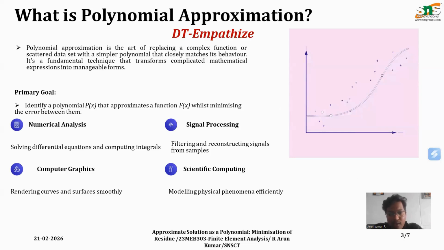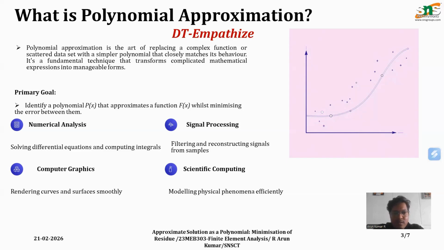So first of all, what is a polynomial, and what is the requirement of the polynomial? The polynomial is the art of replacing a complex function, such as a scattering of data points, with a simpler polynomial that closely matches its behavior. It is a fundamental technique that transforms a complicated mathematical expression into a manageable form. What is the primary goal of the polynomial? We want to identify the polynomial p(x) that approximates the function f(x) while minimizing the error between them.